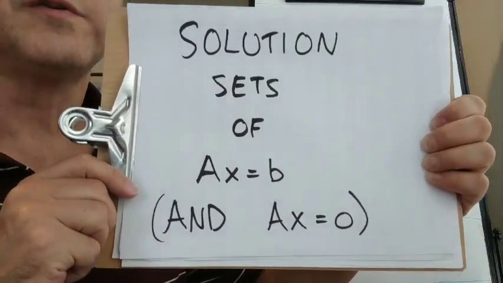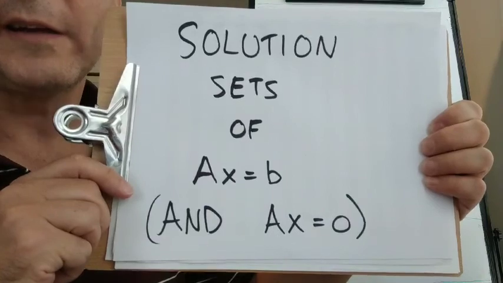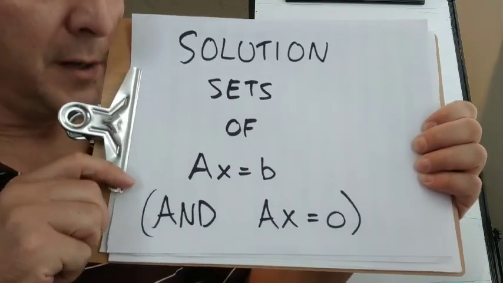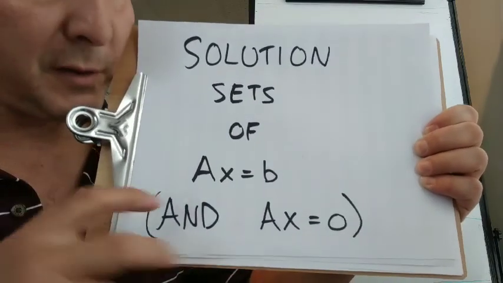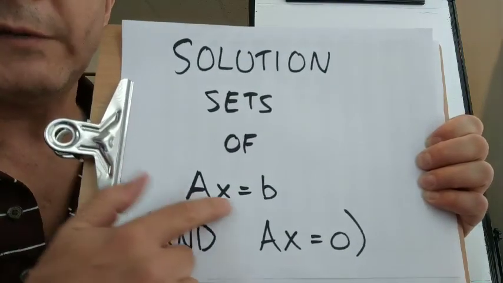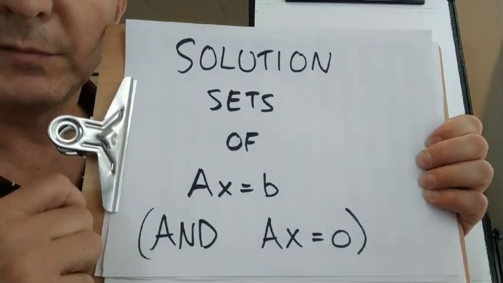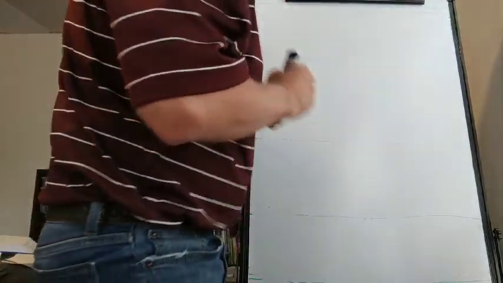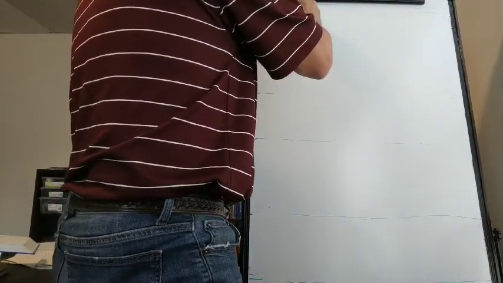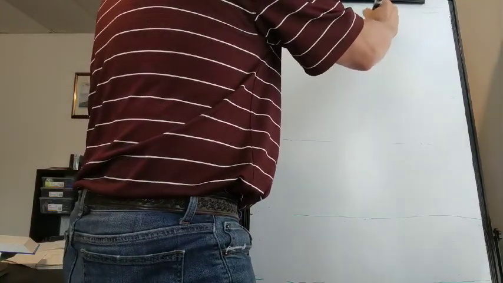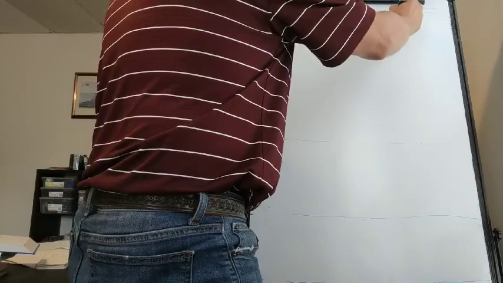We've already solved linear systems of equations that look like Ax equals b. And we've solved systems that look like Ax equals 0. But we haven't talked explicitly about how these two things are related, how Ax equals b is related to Ax equals 0 even when b is different from 0. So let's suppose that we have A, which is an m by n matrix with real entries.